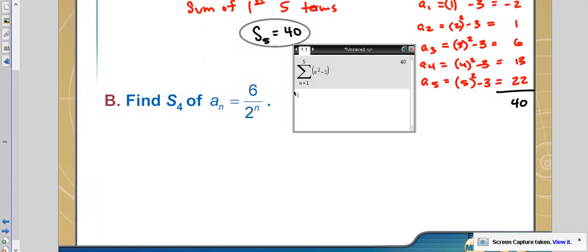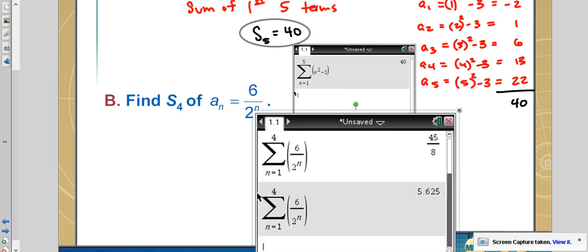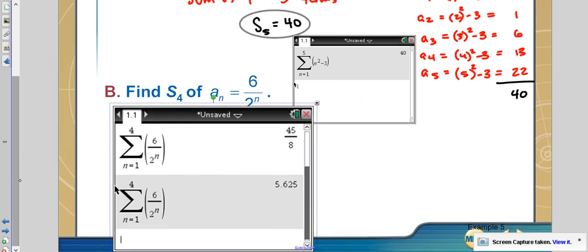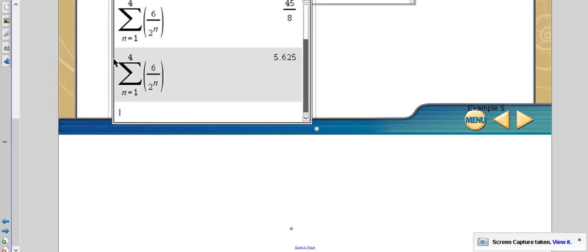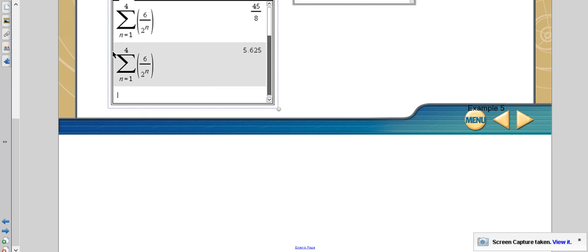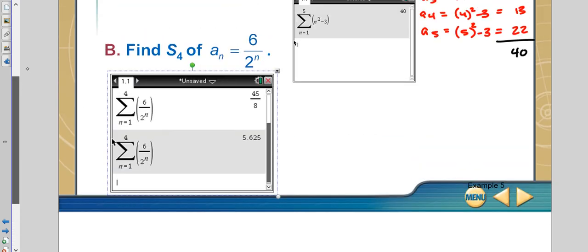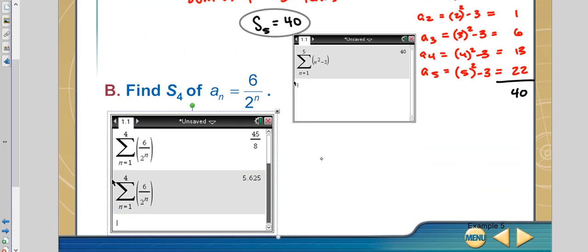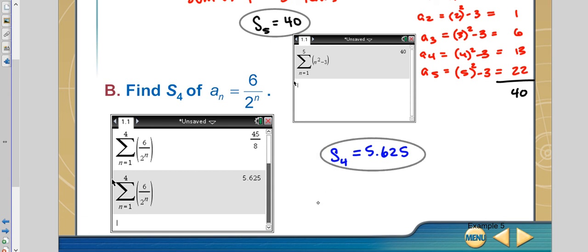And so now we know our answer here. And you can write it whatever method you need to. So we could say, I'll write it as a decimal. So we'd say fourth partial sum is 5.625. And that would be your answer. That's adding up the first 4 values.